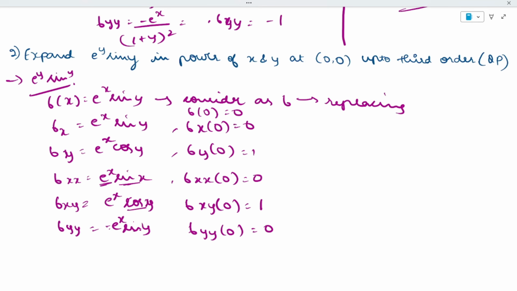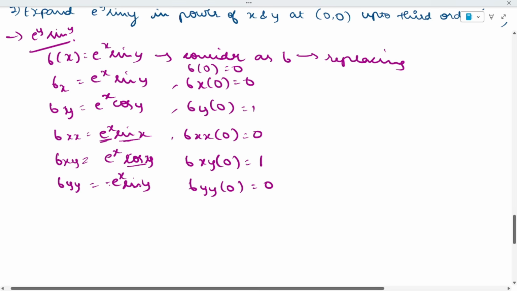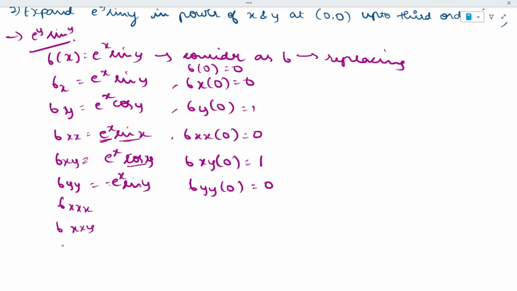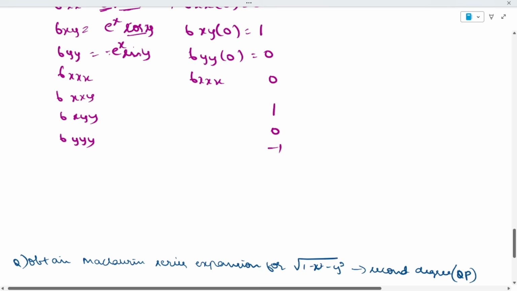Now again the same steps you have to do for f_xxx, f_xxy. As we have written the formula, you have to do all the individual steps and obtain the answer. I'll not be doing these steps, I'll be covering this. Here you will get 0, 1, 0 and minus 1. This is how you get this Maclaurin series. This is the function you have got.